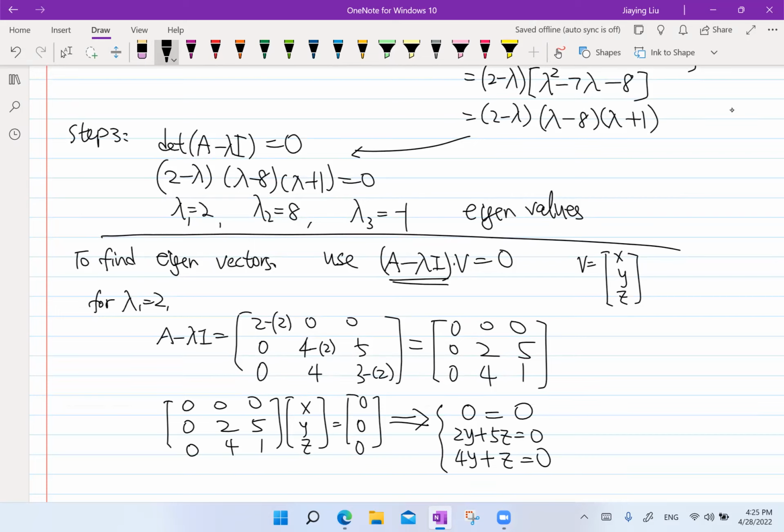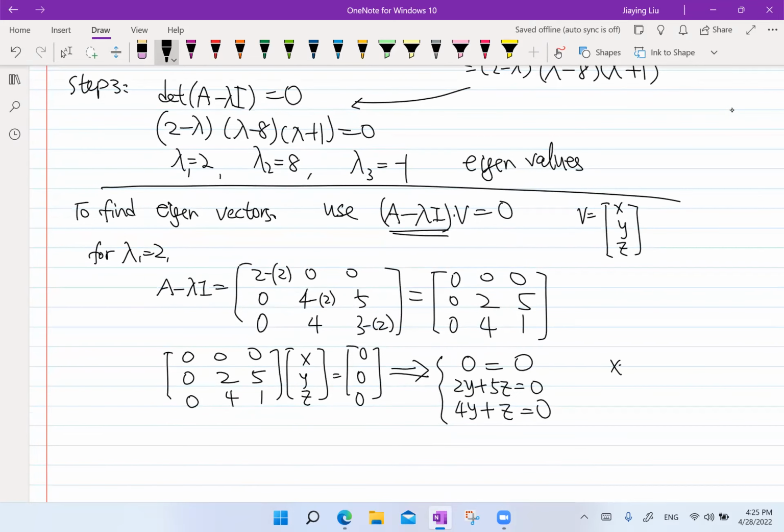Okay, so maybe we can solve for x. No, we cannot solve for x because nothing helps us find x. Let's leave it. So we don't know what x is. That's fine. Now, what about y and z?